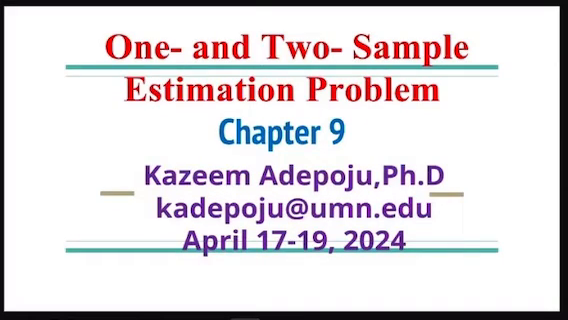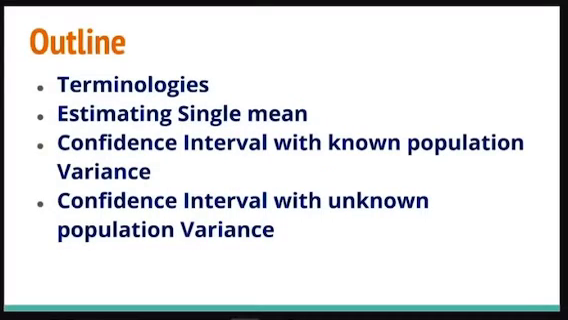To the final. Okay. So I present to you chapter 9, one and two sample estimation problem. I'm going to walk you through some terminologies in estimation. Then we're going to learn how to estimate a single mean. When I talk about single mean, it means one population or one group is involved. Then I'm also going to walk you through how we construct confidence interval for single mean when population variance is known and when population variance is unknown.